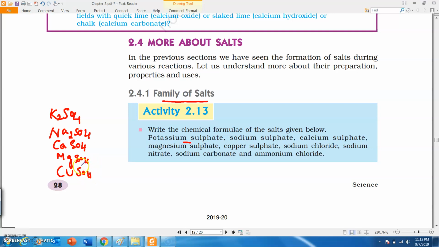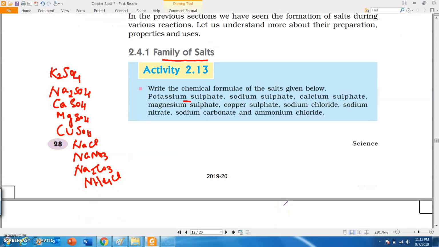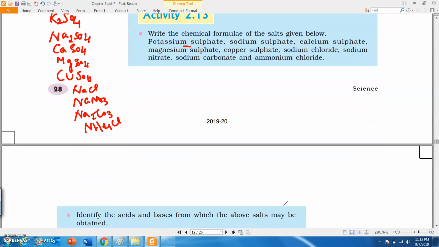Next is sodium chloride, NaCl, sodium nitrate, NaNO3, sodium carbonate, Na2CO3, and ammonium chloride, NH4Cl. These all are salts. You can see that all these salts have two parts. We have to identify the acids and bases from which the above salts may be obtained.